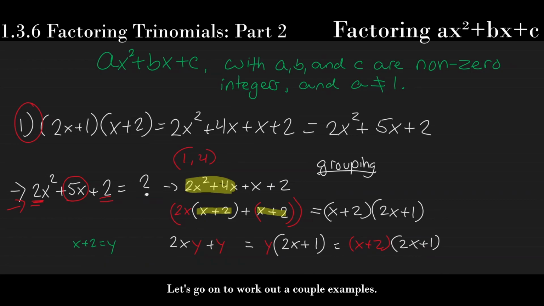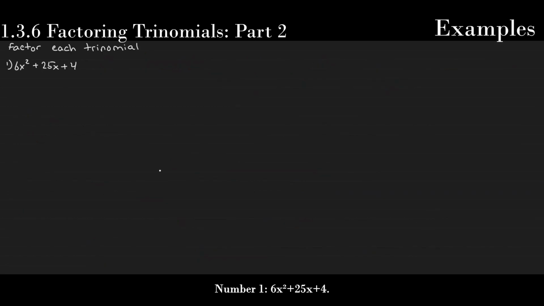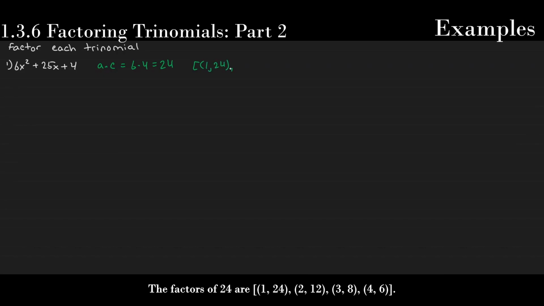Let's go on to work out a couple examples. Number 1. 6x squared plus 25x plus 4. Our goal is to write this in the form of a binomial product. We're first going to find which factor of a times c sums up to b. So we know a times c is 6 times 4, which equals 24. The factors of 24 are 1 and 24, 2 and 12, 3 and 8, and 4 and 6.